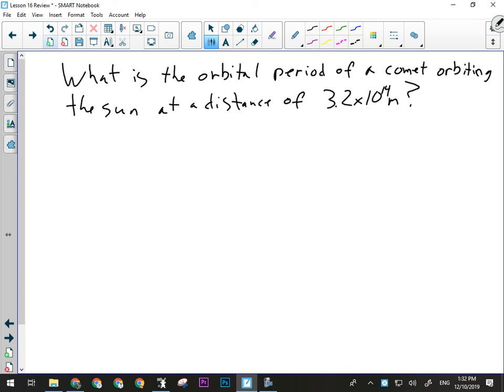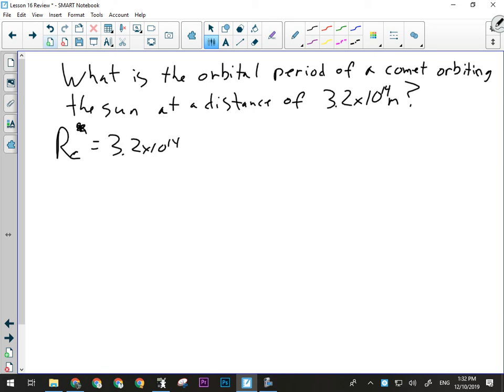Okay, looking for the orbital period of a comet orbiting the sun at a distance of 3.2 times 10 to the 14 meters. So what did I give you? I gave you orbital radius. I gave you the radius of the comet's orbit. Okay, so that'll be 3.2 times 10 to the 14.